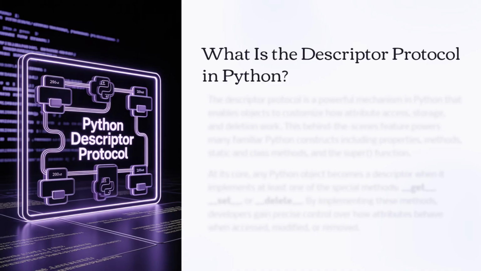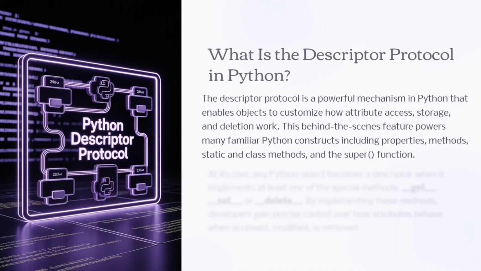In this video we are going to look at what exactly the descriptor protocol in Python is. The descriptor protocol is a powerful mechanism in Python that enables objects to customize how attribute access, storage and deletion work, and this behind-the-scenes feature powers many familiar Python constructs including properties, methods, static methods, class methods and the super function.